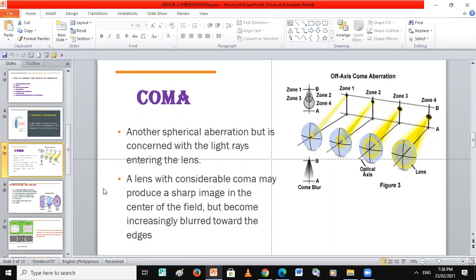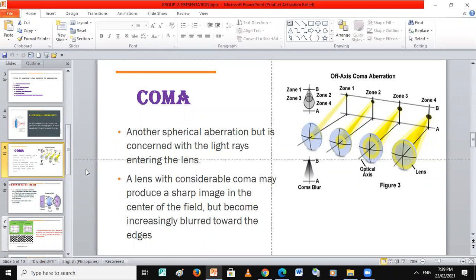So the rest is the edges. When we say edges, the sides are blurred, not totally clear. For example, since we are in a modern generation of modern technology, we now have cellphones that focus on a subject.